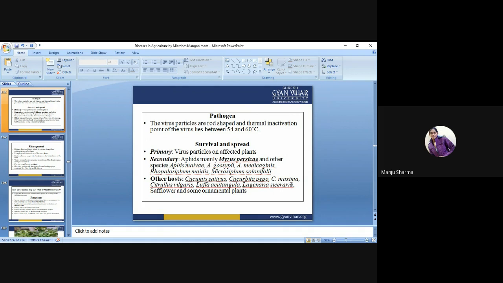Then Rhopalosiphum maidis, and Macrosiphum solanifolii. Then the other hosts: Cucumis sativus, Cucurbita pepo, Cucurbita maxima, Citrullus vulgaris, Luffa acutangula, then Lagenaria, Celosia, and some ornamental plants.